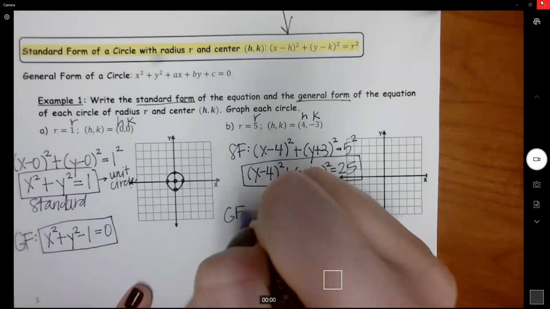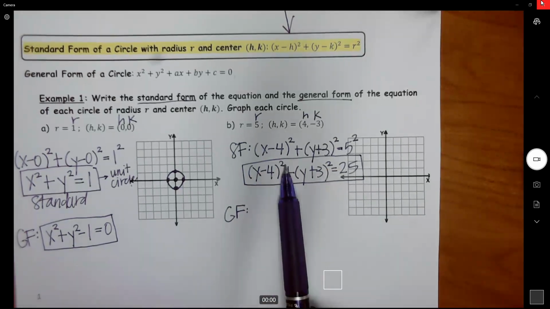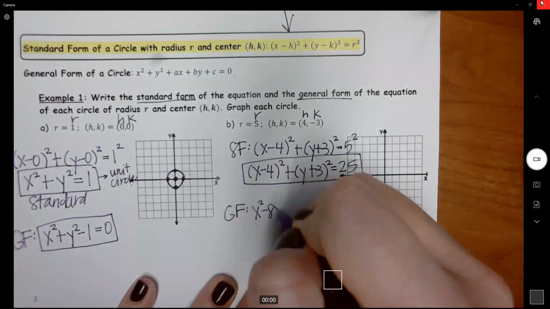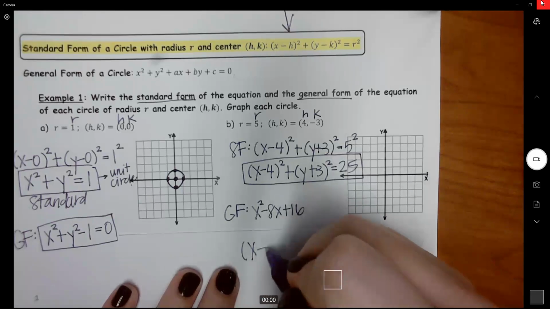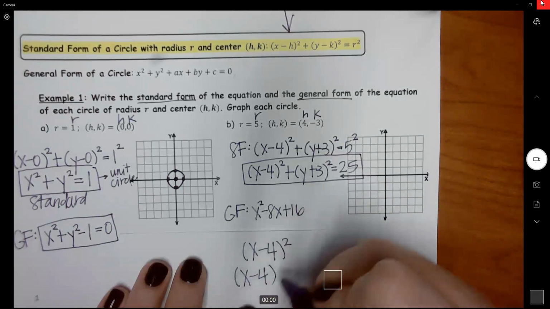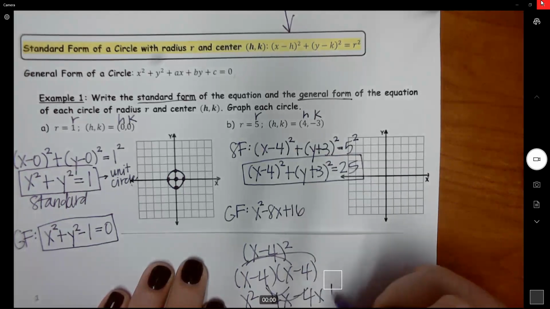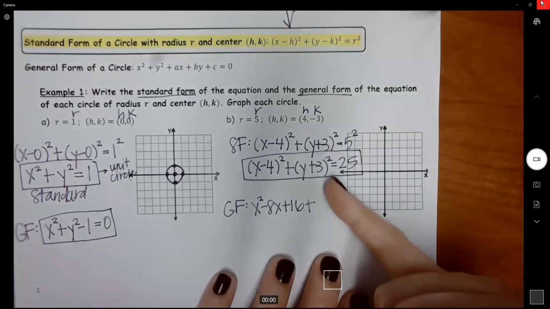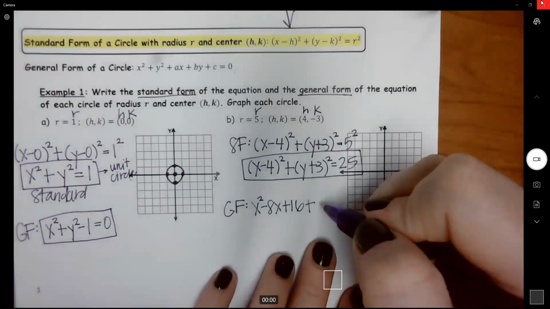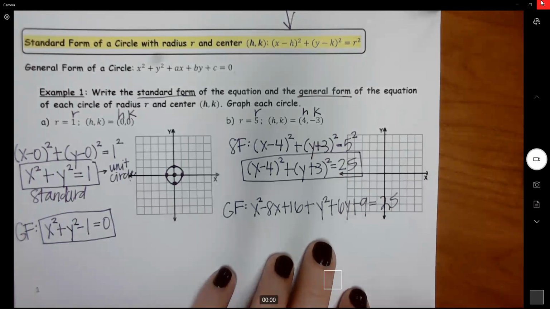So for general form, we have to multiply these out and then rearrange. So x minus 4 quantity squared is x squared minus 8x plus 16. I've showed this before on previous videos. But x minus 4 quantity squared is x minus 4 times x minus 4. You have to FOIL, so that's x squared minus 4x minus 4x plus 16. Combine your like terms to get that negative 8x. Okay, do the same thing with this y plus 3 quantity squared. Expand it out, FOIL. You're going to get y squared plus 6y plus 9. And that equals 25 still.